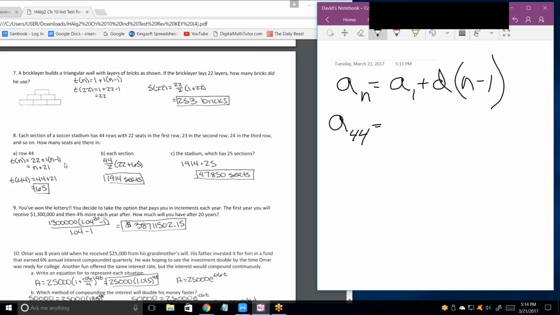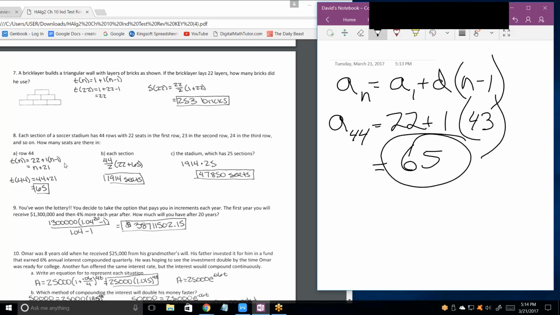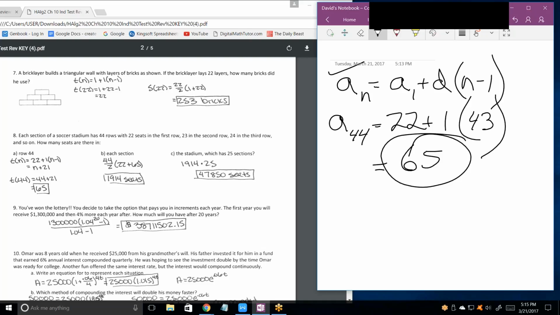What's A sub 1? 22. What's the common difference? Plus 1. And n minus 1 is 43. That's how they get 65. So there's 65 seats in the 44th row. Just using the A sub n generic or general formula and then the specific formula for this particular model.